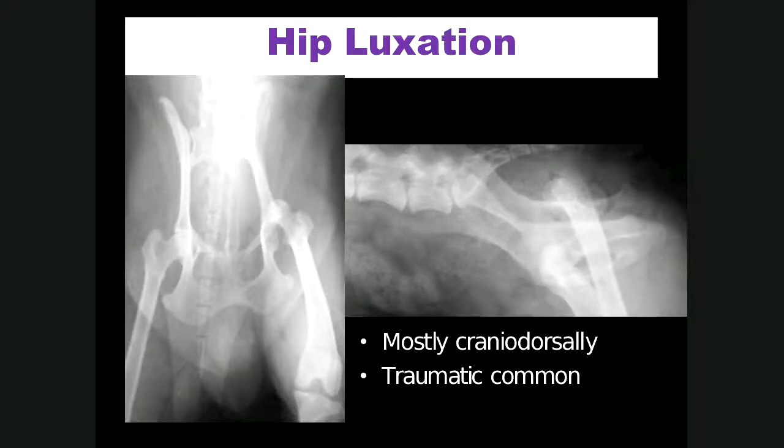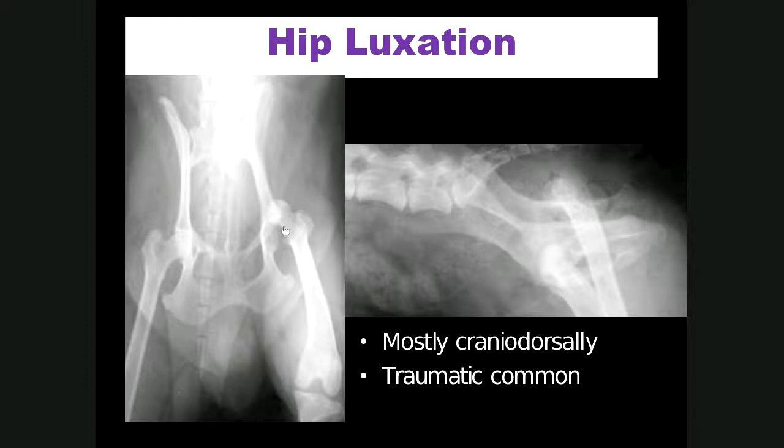The first condition we'll be looking at is hip luxation, or coxofemoral luxation. This occurs mostly in a craniodorsal direction due to the pull of the gluteus medius, which inserts on the trochanter major. 80% of these will be seen to be craniodorsally displaced.